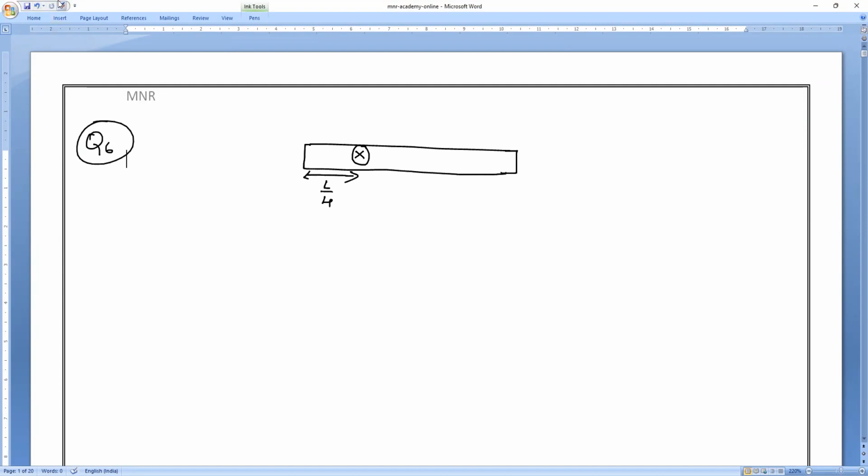L by 4 distance. So let me take mass of the rod is M and length of the rod is L. So it has been pivoted at L by 4 distance. Now the force is applied at this edge. So like you imagine that. So now the question is, find angular acceleration. So that is what is our question. So anybody can tell, all of you?